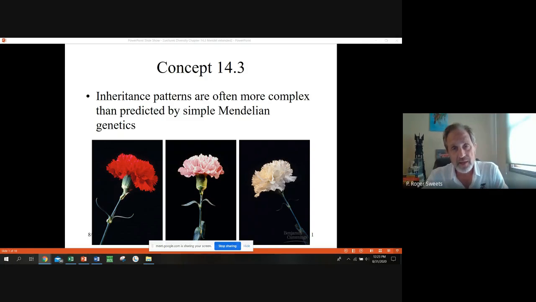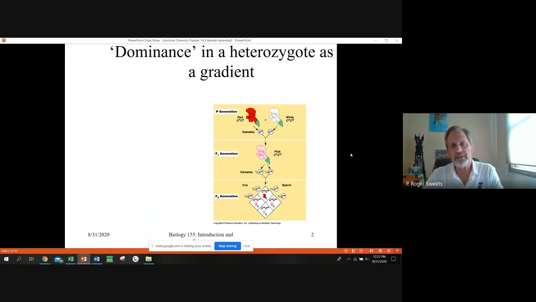And to understand that, we have to look a little bit more deeply at what's really going on when we have an allele and what that allele is actually doing. So, dominance in a heterozygote turns out to really result in a gradient. In other words, it may not always be strongly the supposedly dominant allele of the two. There may be all kinds of other things that can go on. We're going to go through that in this rather short lecture.